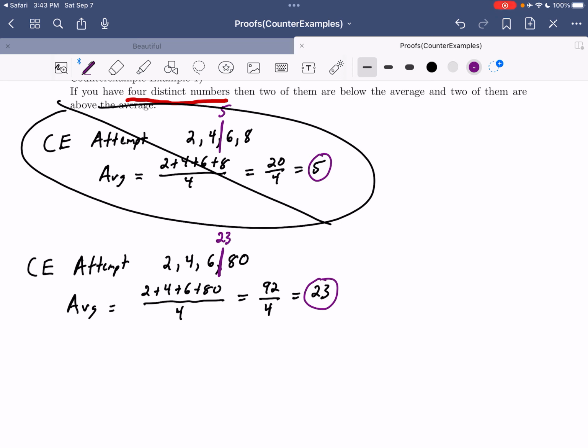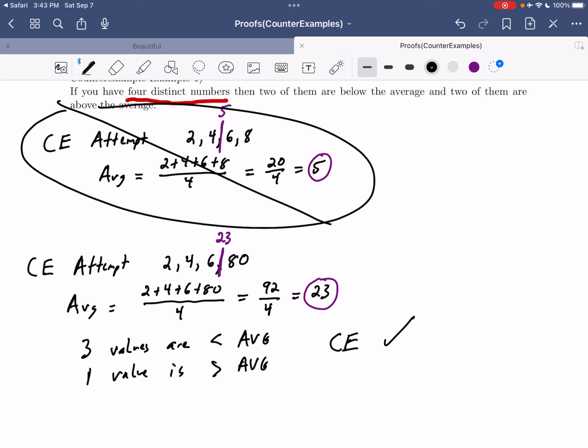There's our 23. And we can see that 3 of the values are less than that, 1 of the values is greater than that, and that is our counterexample, right? 3 values are less than the average, 1 value is greater than the average. So this is our counterexample. This is a situation where we do not have 2 of them being below average and 2 of them being above average. So that is our counterexample.